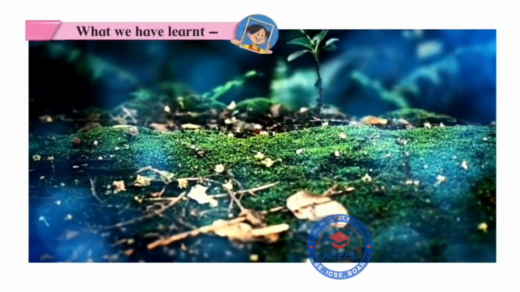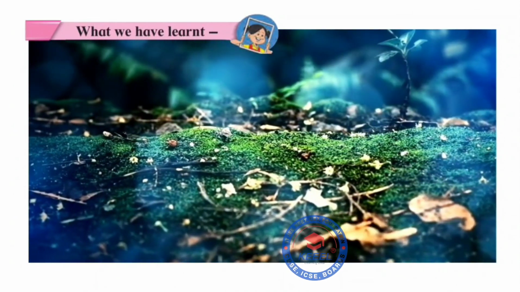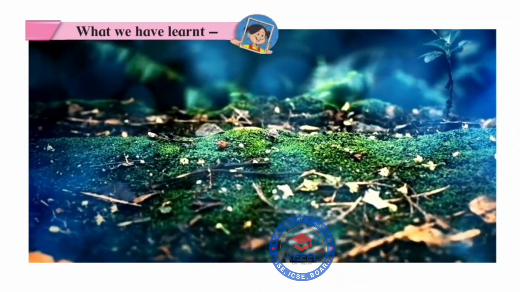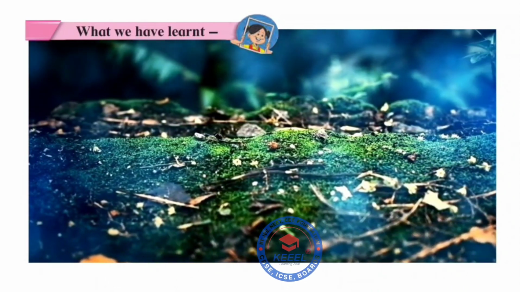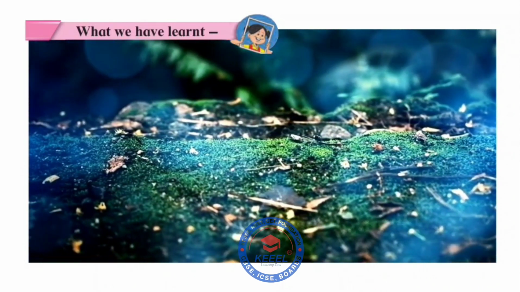What we have learnt: the environment includes all living and non-living things. Biodiversity means the variety of living things. Nature maintains balance through food chains and cycles. Different kinds of animals, plants, and microorganisms are found in different regions of the earth.